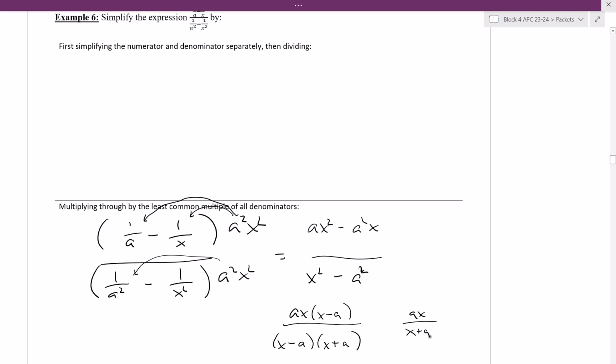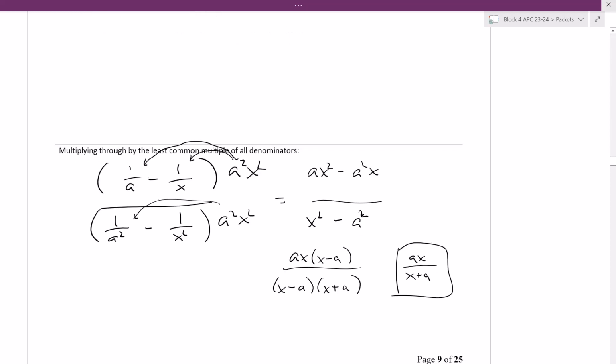Only cancel factors. I should make a t-shirt and sell it. I swear, I think that it would take off. Thank you. Extra credit.